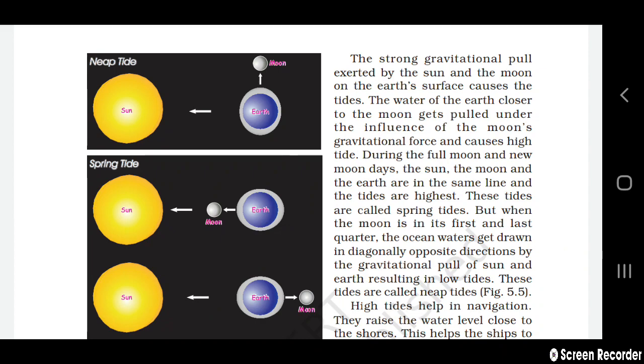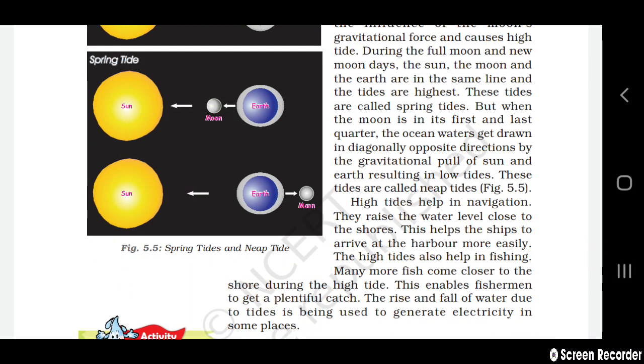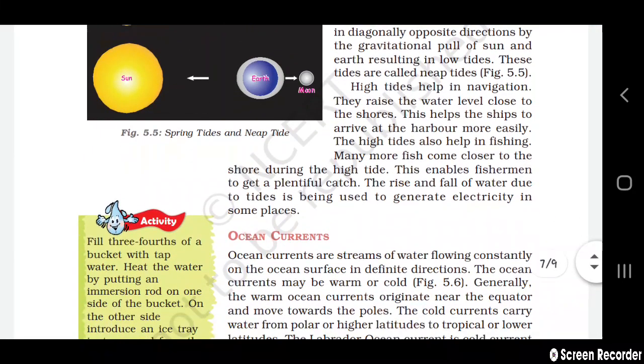High tides come during the full moon and new moon, when the sun, the moon and the earth are in the same line. On full moon and new moon days, these tides are the highest, and they are called spring tides. But when the moon is in the first and last quarter, the ocean gets drawn in diagonally opposite directions and the gravitational pull of the sun and moon is split, so it becomes low tide, and this low tide is called the neap tide.